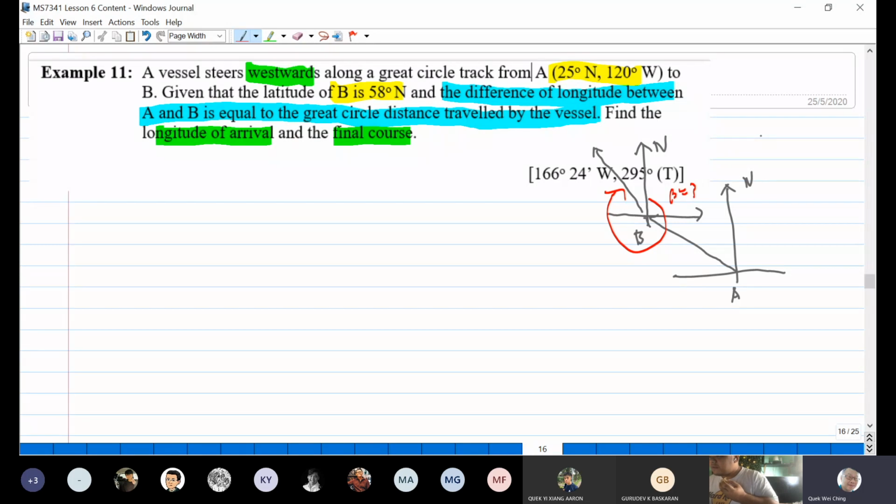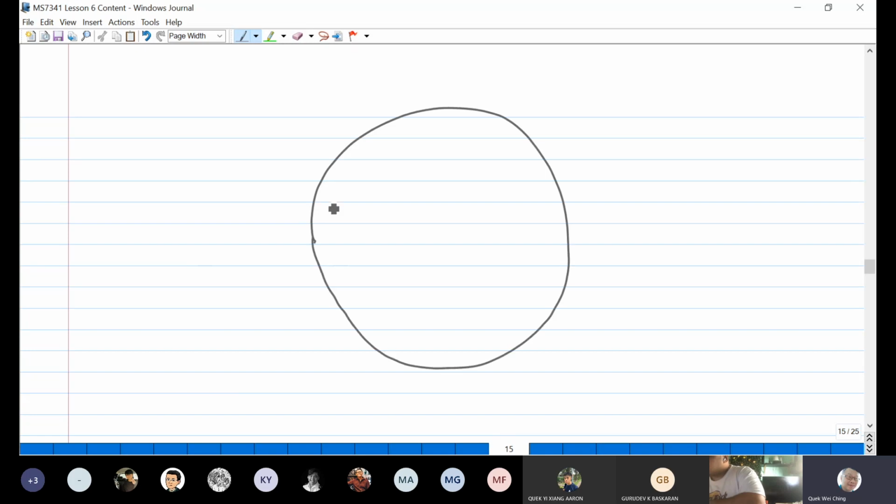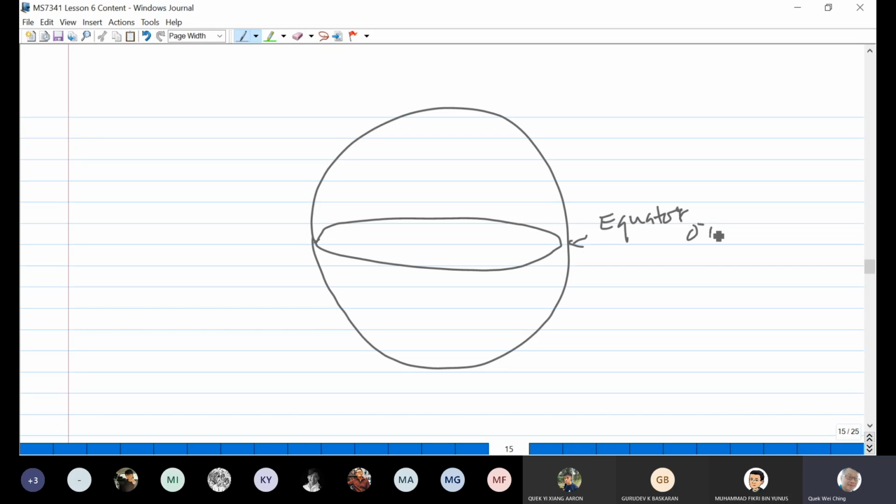So let me show you what is happening in the Earth diagram. This is example 10. I'm going to draw planet Earth. This is the equator. The equator means 0 degrees north, or west, it doesn't matter. The point A is somewhere here, and the North Pole is here.